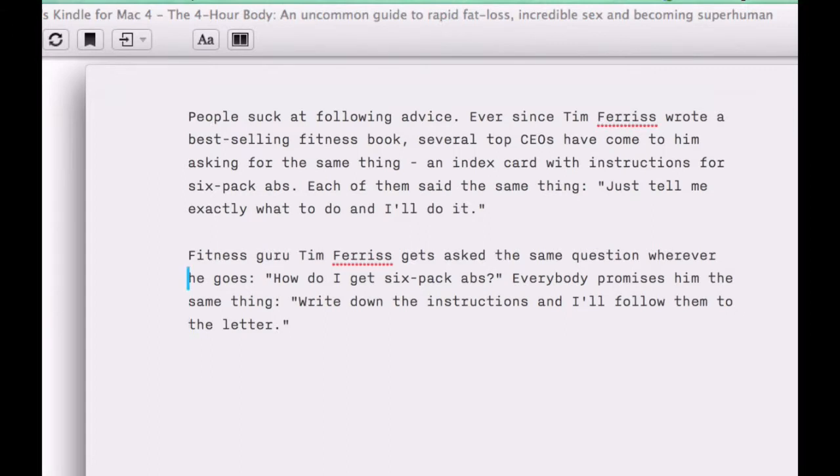Okay, so this is a little bit better because it's in the present, not the past. So rather than ever since, it's now in the present. So he gets asked rather than was asked. Okay, let me just get rid of that.